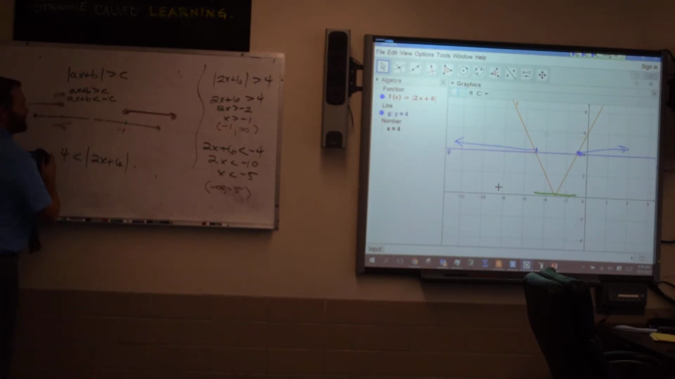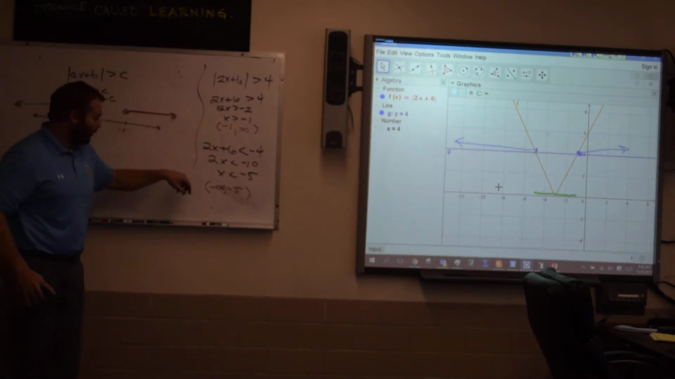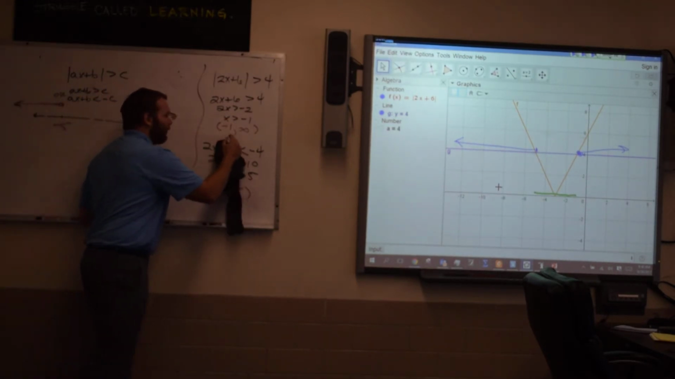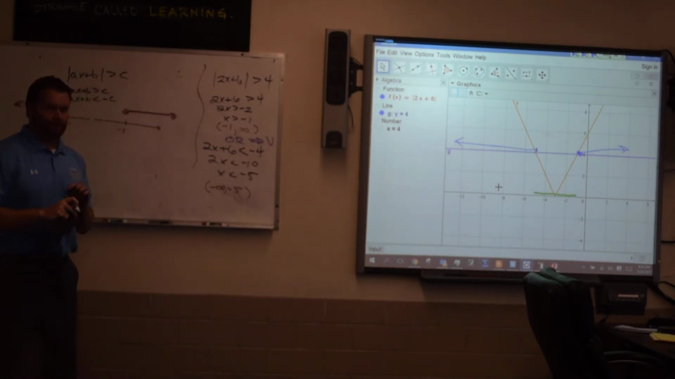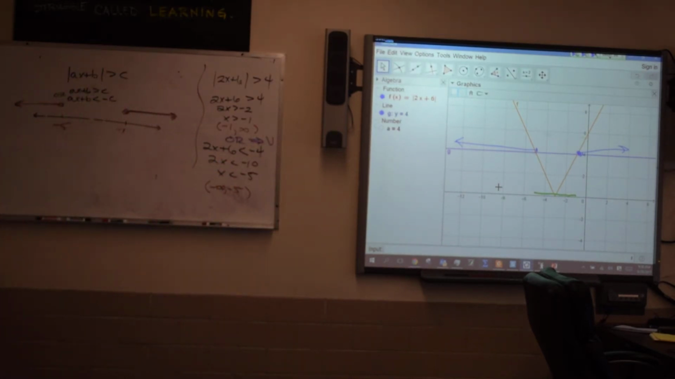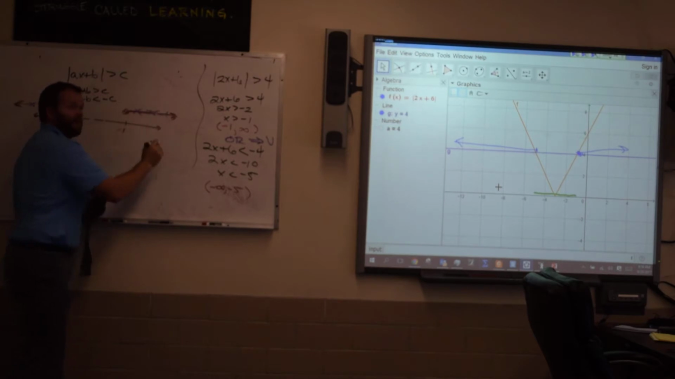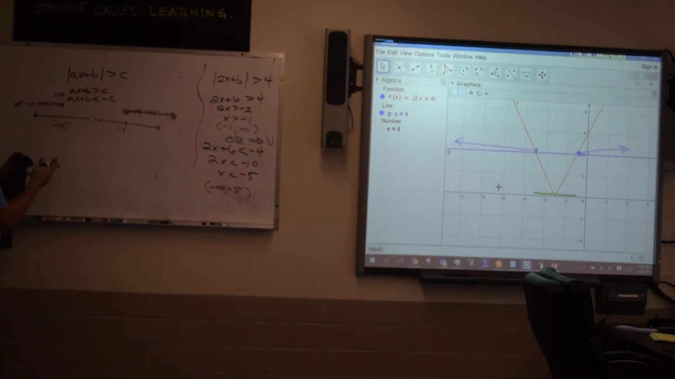Because we want to make sure that we understand when we have the word or, and I erased it, but that word or means union, right? That means you got to stick your two solutions together. So we got to tell everybody that these could be answers, or these are answers. Any point that shows up on here is an answer, or any point that shows up over here is an answer as well.